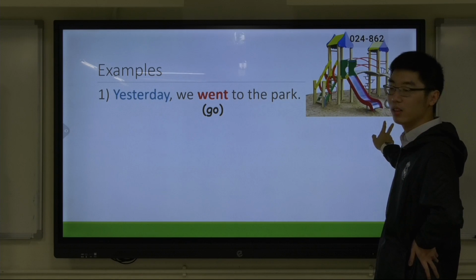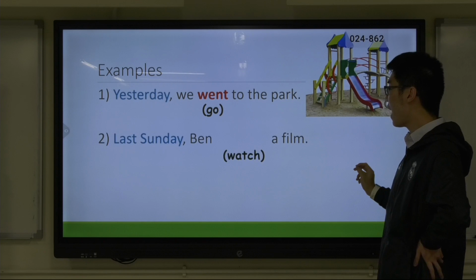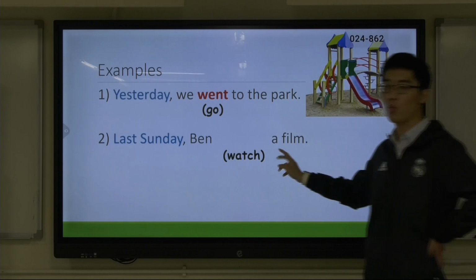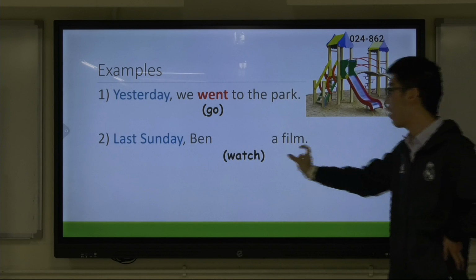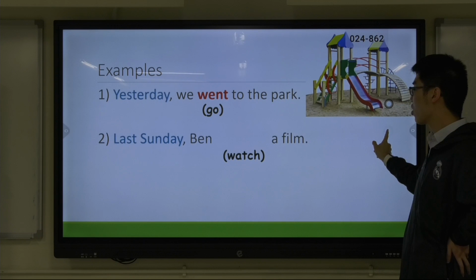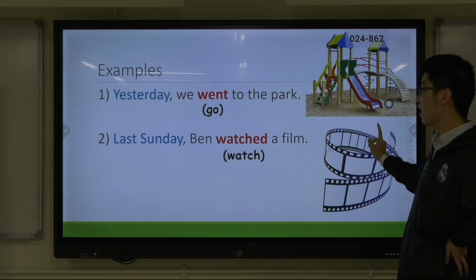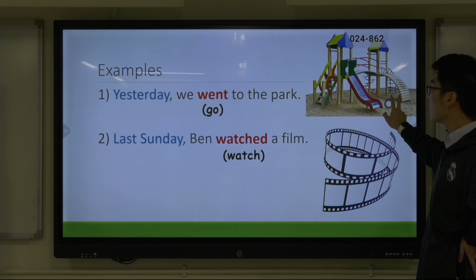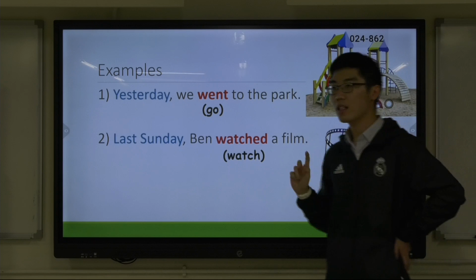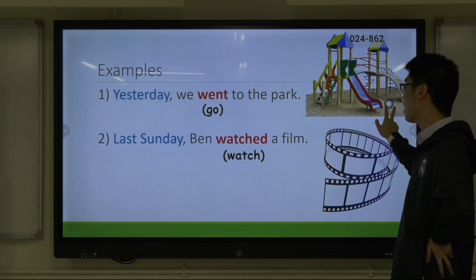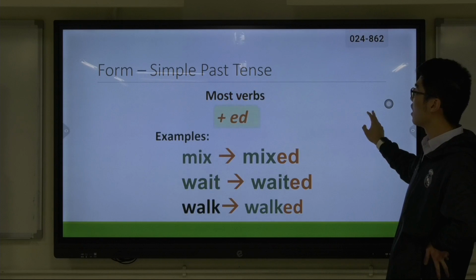So for the next one, last Sunday Ben watch a film, so we need to change watch to watched. We need to add what after watch? We need to add ed, so it changed to watched, okay? Ben watched a film last Sunday, okay? So simply we use simple past tense. What is the form of simple past tense? It is just adding ed after most of the words, okay?